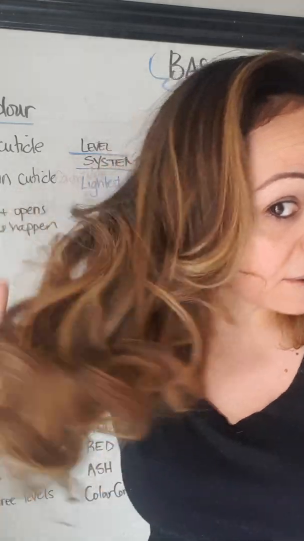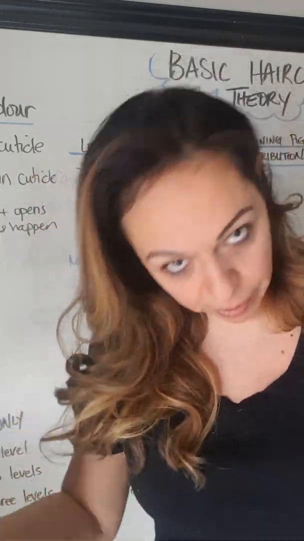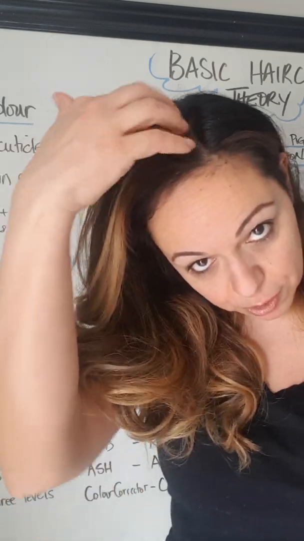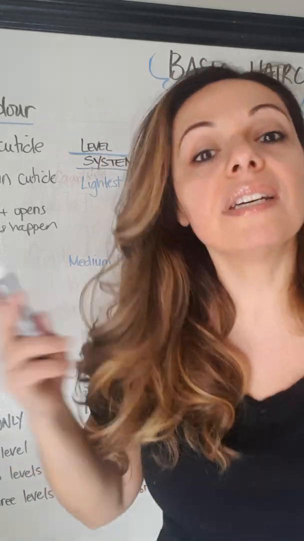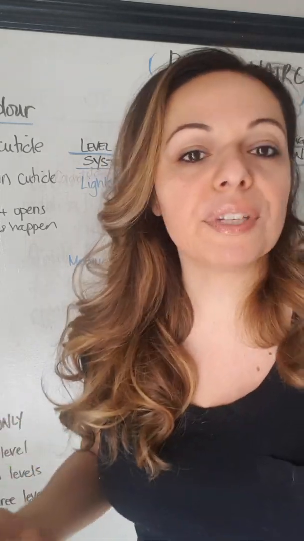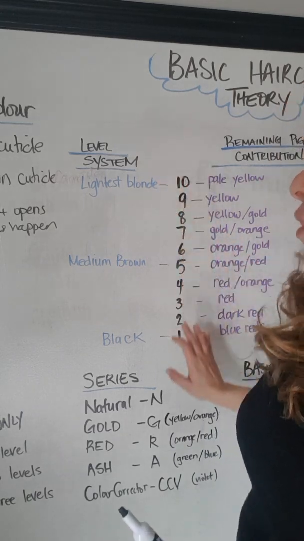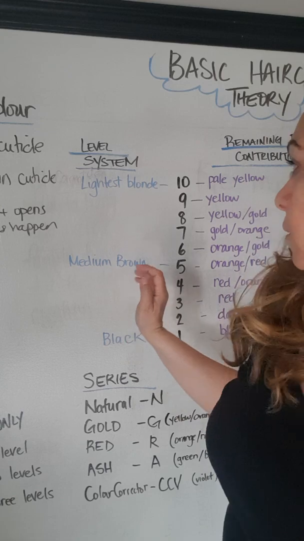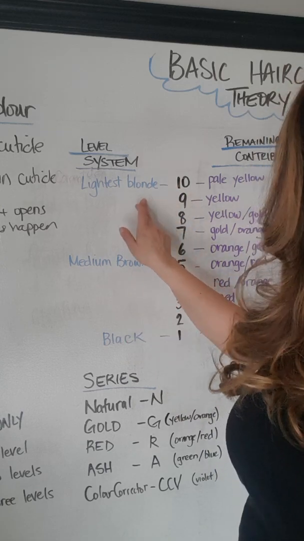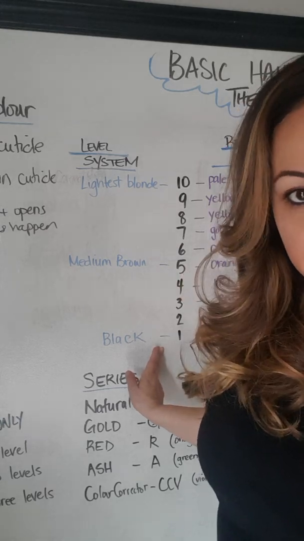So all of this hair down here has had color treatment to it. My regrowth, my roots, has not. So this would be a virgin root. If I colored it, it would be called a virgin root application, okay? So the level system is a number that identifies how light or dark someone's hair is, 10 being the lightest blonde, 5 is medium brown, 1 being black.